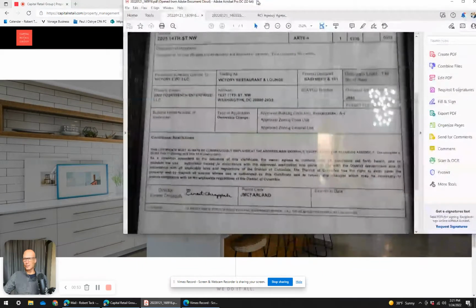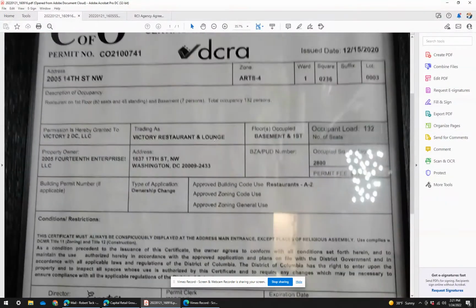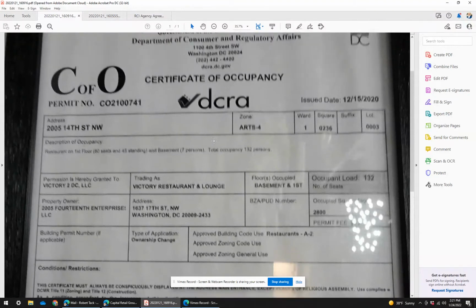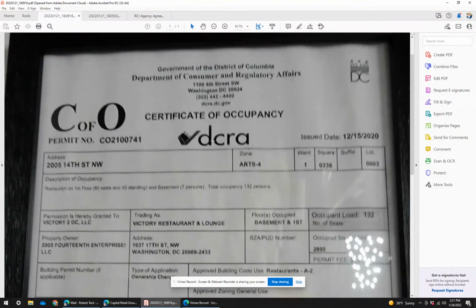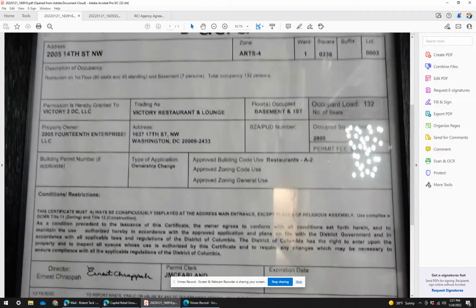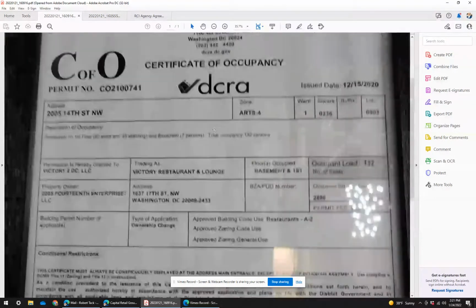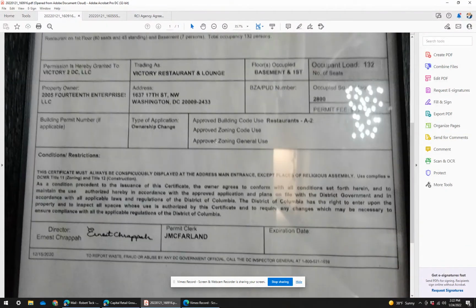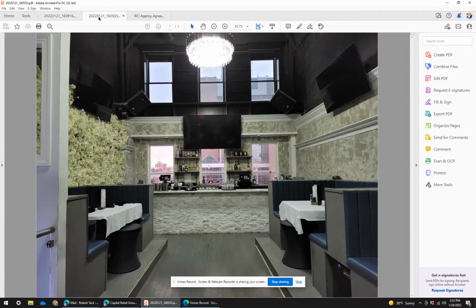So I'm going to give you an example right here of an issue that we're dealing with right now. The certificate of occupancy is for Washington, D.C. It looks like this. It's issued by DCRA, the Department of Consumer and Regulatory Affairs, and is for the basement and first floor only. They give you the occupancy load, 132 people, based on square footage and some other things. This is a certificate of occupancy, also known as a C of O, that is required by all businesses to have available and shown at their place of business.